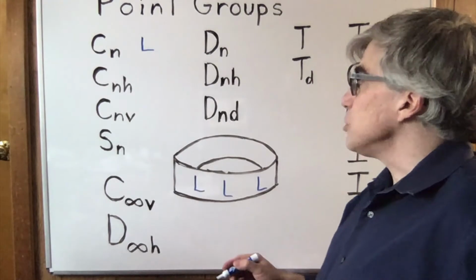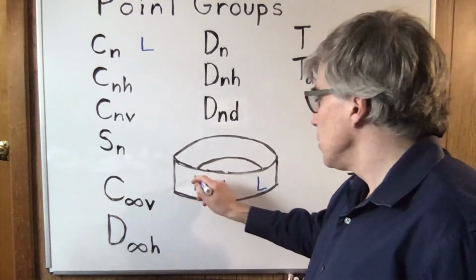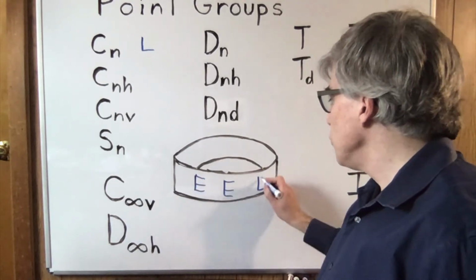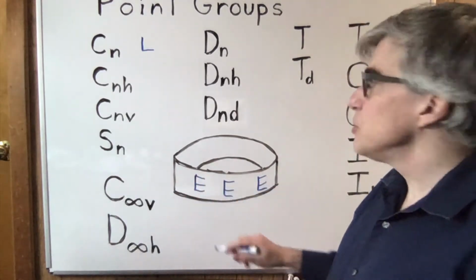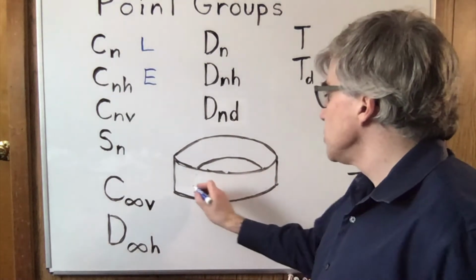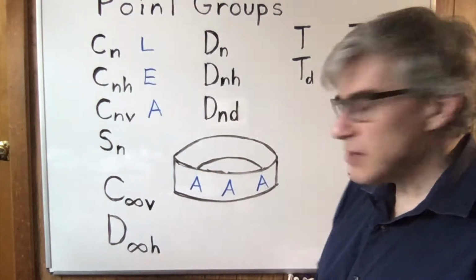What about CNH? You're adding a horizontal plane, what they call a sigma sub h. So if you replace it with the letter E, that will actually have that symmetry. CNV means you have n vertical planes. So if you use copies of, say, the letter A, that would be CNV symmetry.